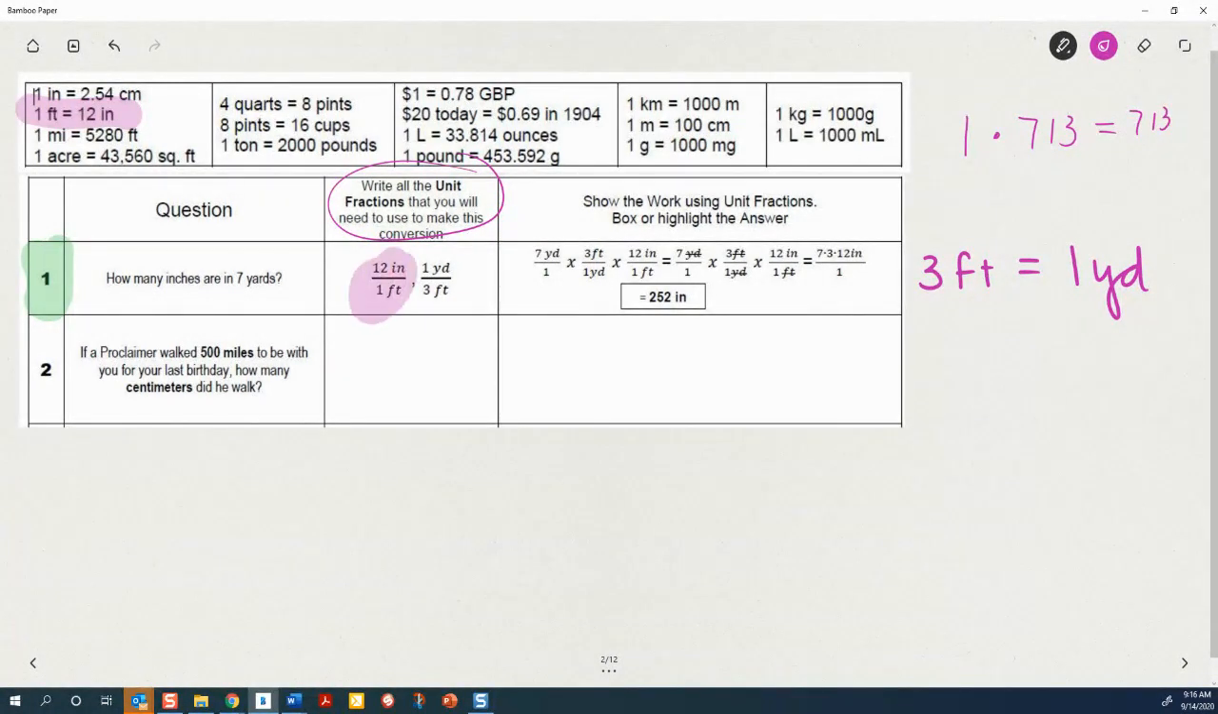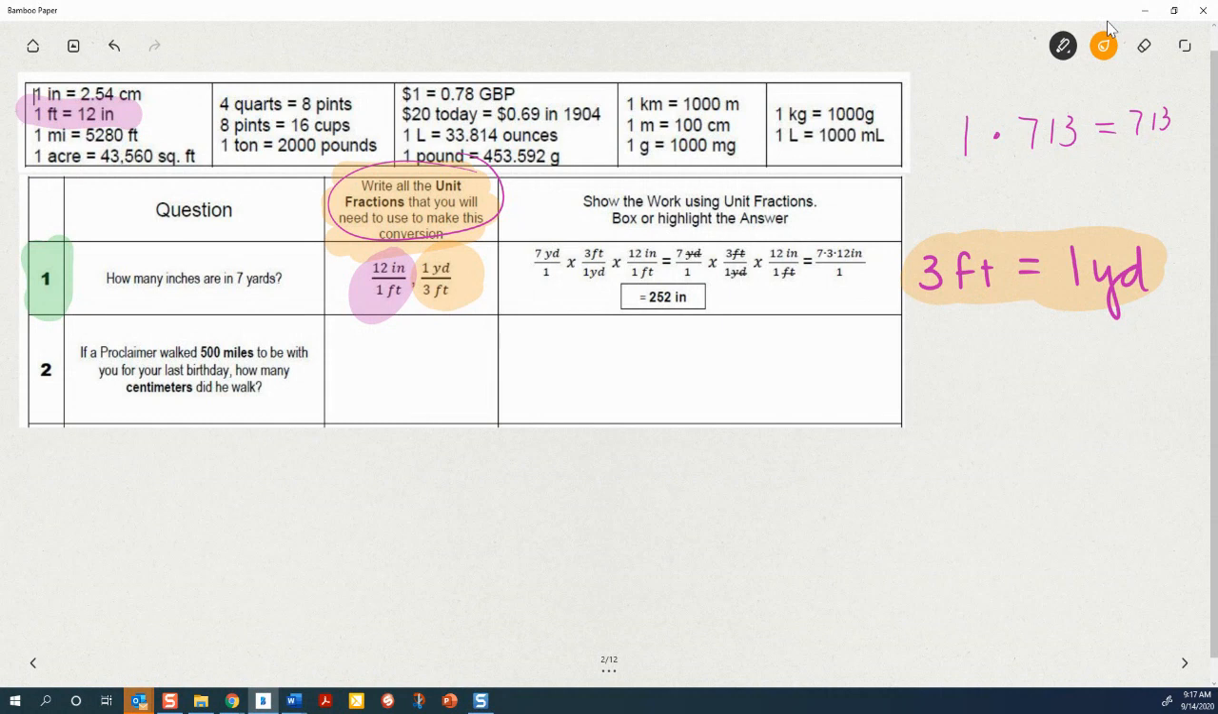To write those as a unit fraction, we're going to write a 1. 12 inches is equal to 1 foot. So 12 inches over 1 foot is a 1, right? You could also have written 1 foot over 12 inches, and it would have also been 1. You could use either one. The second unit fraction that we'll need for this one is 1 yard is 3 feet. Because 3 feet is 1 yard, I could write the unit fraction as 1 yard over 3 feet or 3 feet over 1 yard. So that's the first step, is to write the unit fractions.